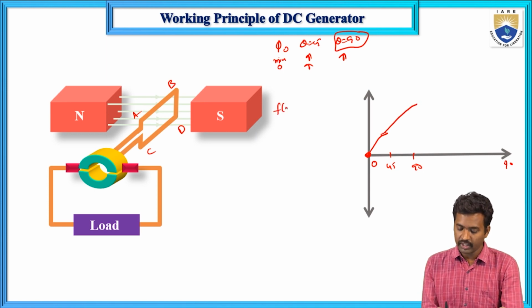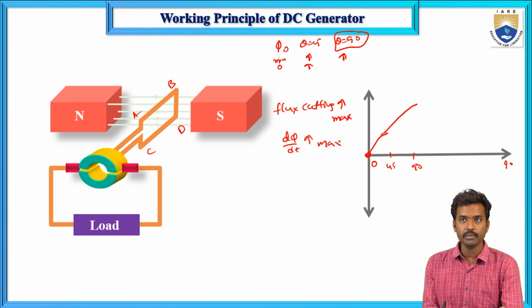So flux cutting at this moment is increasing, that is maximum, and d phi by dt is also maximum, and E is directly proportional to d phi by dt, so this is also maximum. At 0 degrees it is 0, at 45 degrees it increases, and at 90 degrees it reaches the maximum value of EMF.